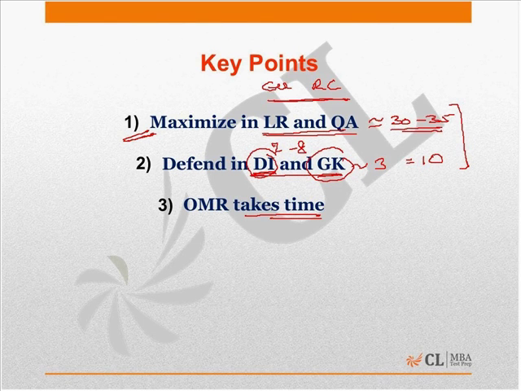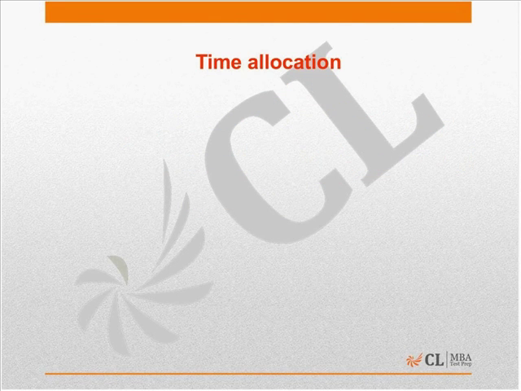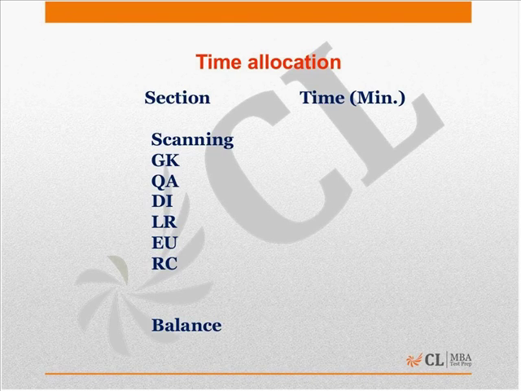Let me come to time allocation. Because there are 6 sections, how do you allocate time? At this point of time, we do not know whether it is going to be 6 sections or 4 sections. So my default assumption always works on 6 sections: 1, 2, 3, 4, 5, 6. You work on those 6 sections. If it becomes 4 sections because DI and LR are combined and EU and RC are combined, so be it. In which case I will say these are 4 sections.